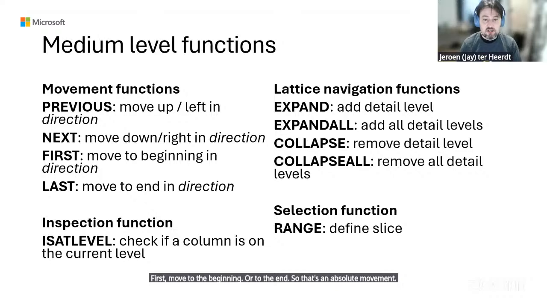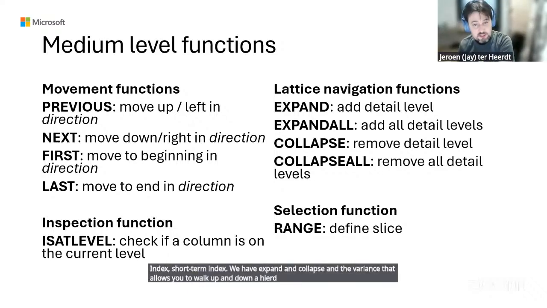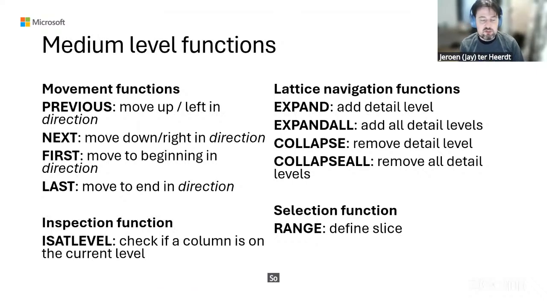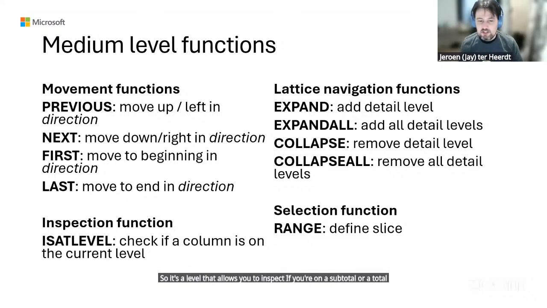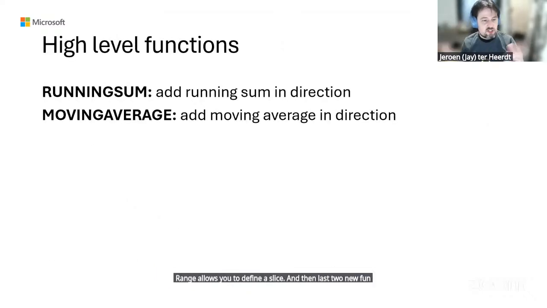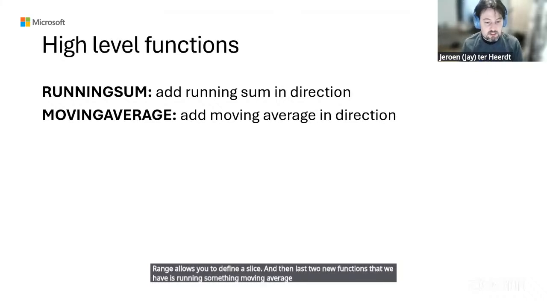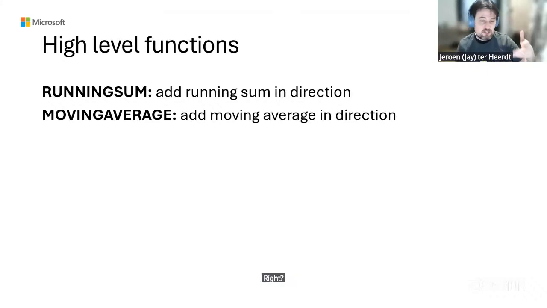Index, shortcut to index. We have expand and collapse, and the variance that allows you to walk up and down a hierarchy. So if you want to do an average of children, you need an expand for that calculation that adds more detail. If you want to do a percentage of parent or a percentage of grandparent, you do collapse, you remove detail. Is that level then allows you to inspect if you're on a subtotal or a total row to return different results. And then range allows you to define a slice. And then the last two new functions that we have are running sum and moving average, and we've already seen both of them, right? Making it easy to build running sums and moving averages.